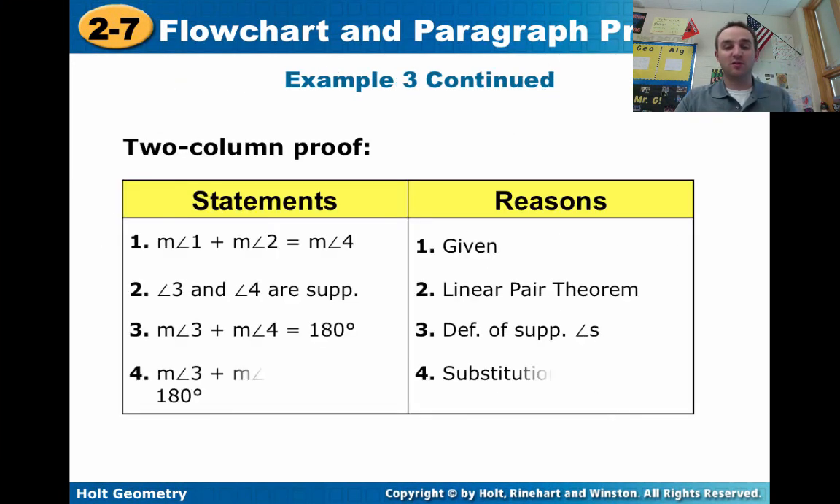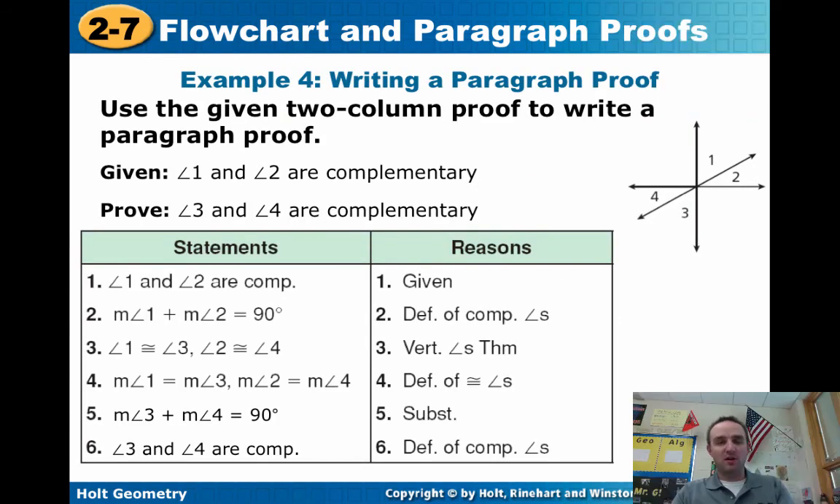So here's our 2-column proof that we just talked about. Hopefully that makes sense if you look back at it. Now we're going the other way. We're taking a 2-column proof and writing it as a paragraph proof. All we have to do here is take each statement and reason and create a sentence out of it. So the first one might say, it is given that 1 and 2 are complementary. Then we could say, by the definition of complementary angles, measure of 1 plus measure of 2 equals 90.